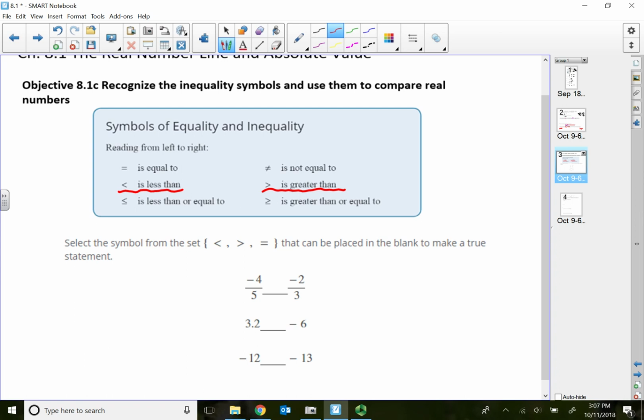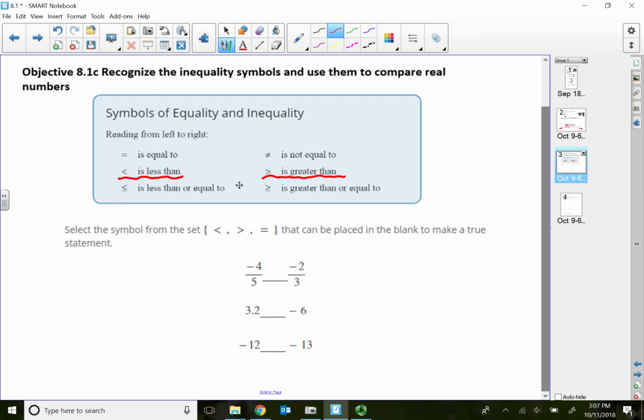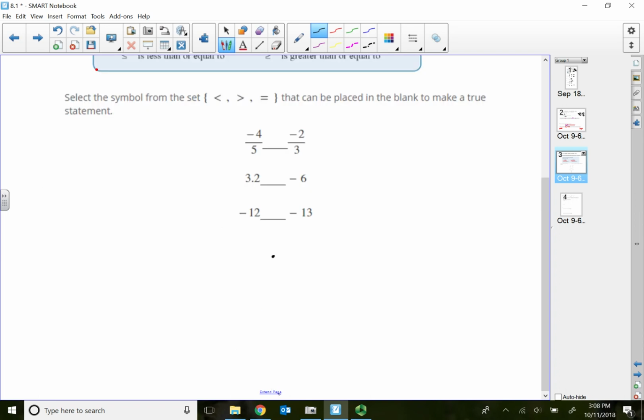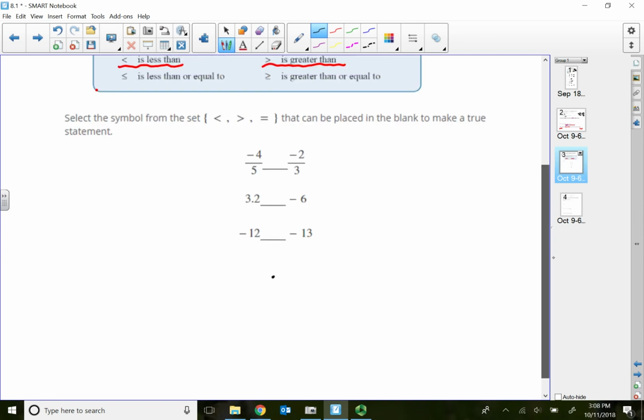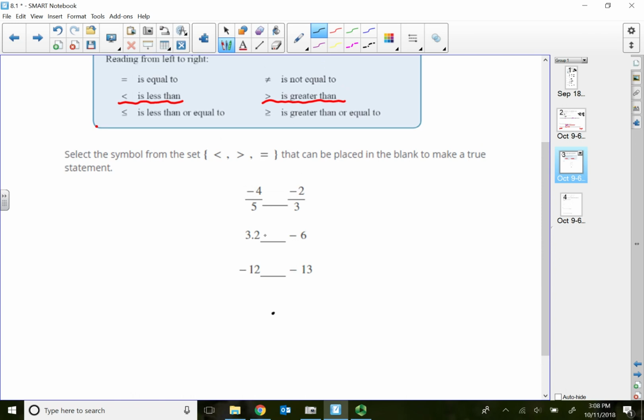When we get to Module 9, if you ever take Math 108, I will show you how to read inequality from the variable. We can actually read inequality from left to right or right to left, but for right now, we're going to read it from left to right. So let me do a quick comparison here. I'm going to start out with 3.2 compared with -6. 3.2 is actually to the right of -6.